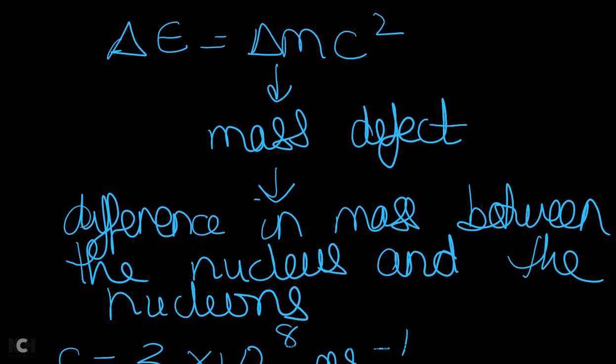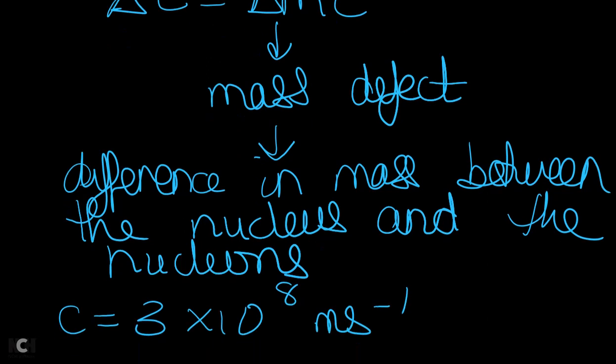If it is given to you in terms of u, the unified atomic mass unit, then you have to convert it. I must also mention that 1 u is 1.66 times 10 to the minus 27 kilograms, but also 1 u is 931.5 mega electron volts. The electron volt is another unit for energy.